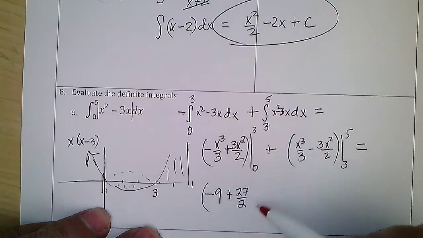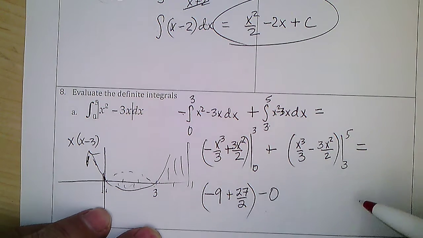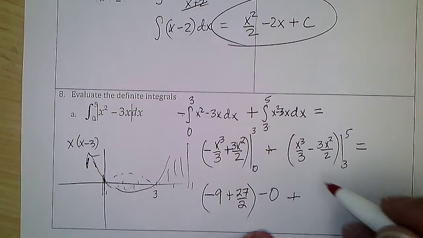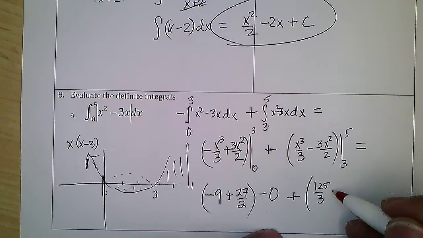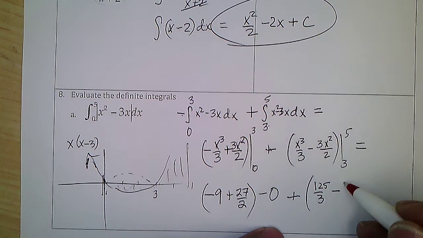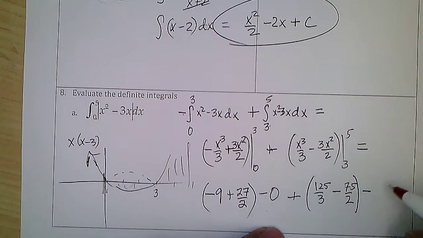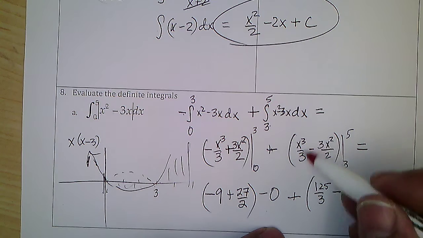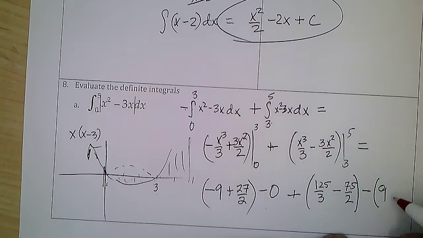Then when I plug 0 in for these two, I get minus 0. Plus, put 5 in for my x's. And that's 125 over 3. Minus 25 times 3 is 75 over 2. Minus, put 3 in here and I get 27 over 3, or 9. Put 3 in there, I get 27 over 2.